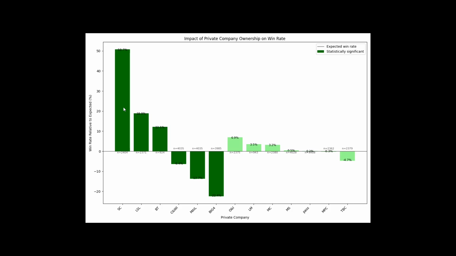The other good privates seem to be the Lakeshore Line, Boomtown, the Chicago Western. Chicago Western is not good. It's actually kind of bad. Mail is bad, Big Four is bad, and these are the 6 privates that are statistically significant in terms of their impact on win rates. The rest of the privates, we can't really say if they're good or bad. It seems like there's a trend for some of them being good, but it didn't quite reach significance.